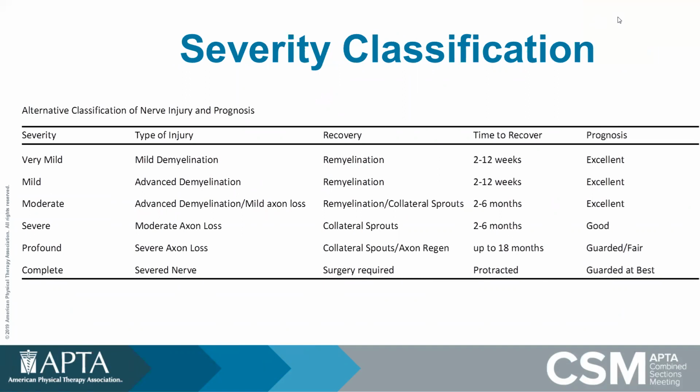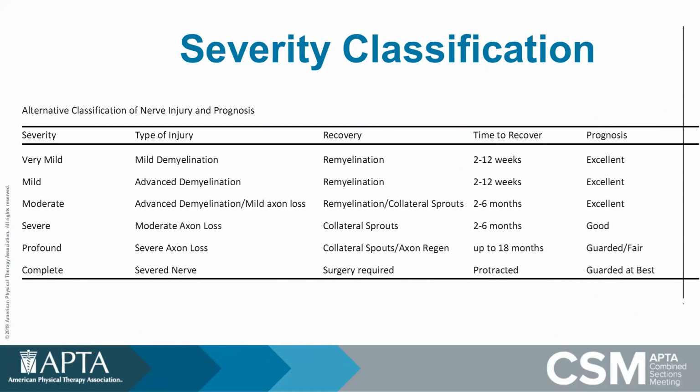So this is a fairly new slide. I just finished doing a chapter in the latest edition of Sullivan and Schmidt's physical rehabilitation, and this is sort of a conglomerate, if you will, of looking at nerve injuries, classification of severity, and what types of injuries a person might have, and what we might expect as the mechanism of recovery. How quickly should we expect them to recover, and what's the prognosis? And it's really pretty straightforward.